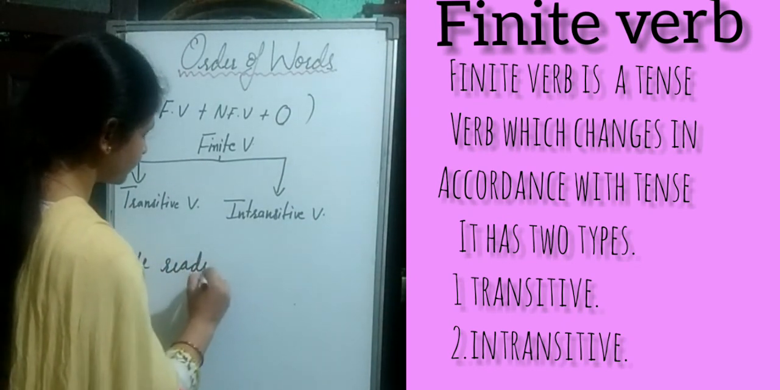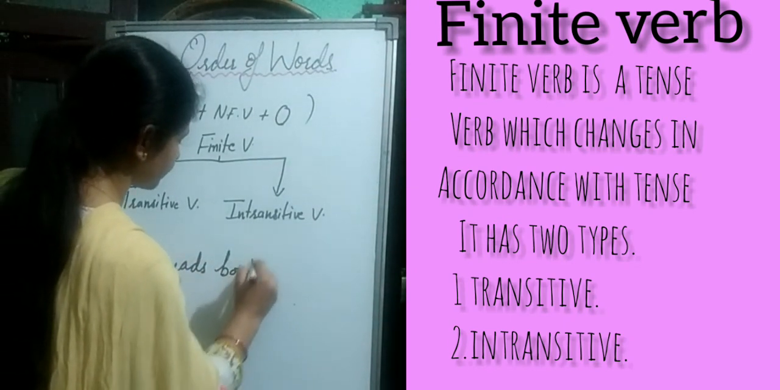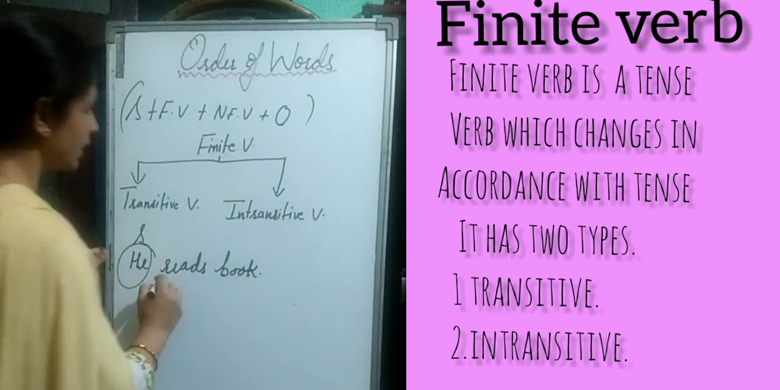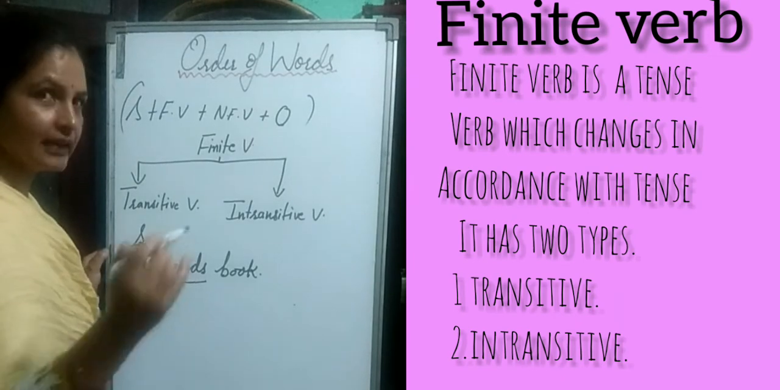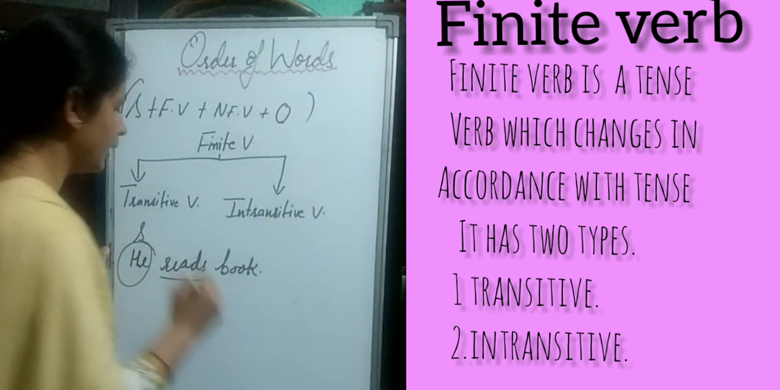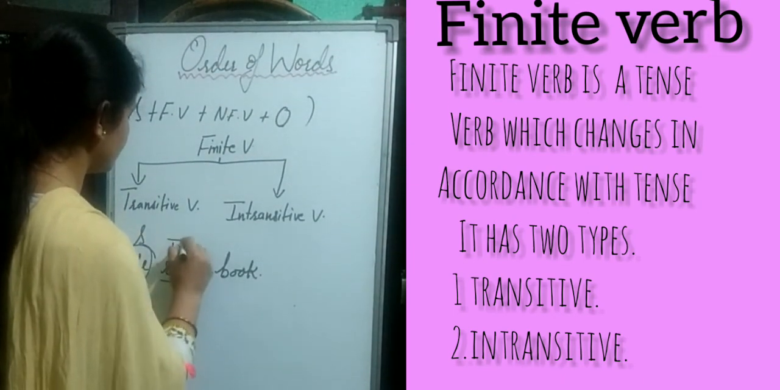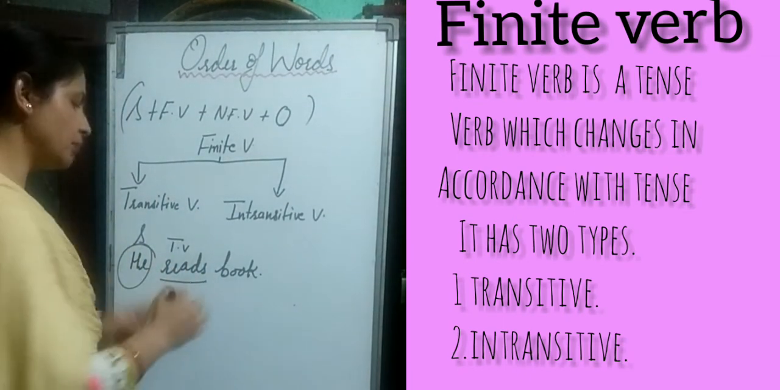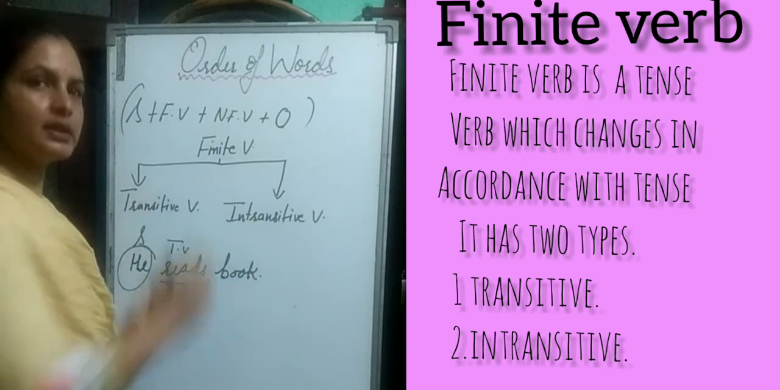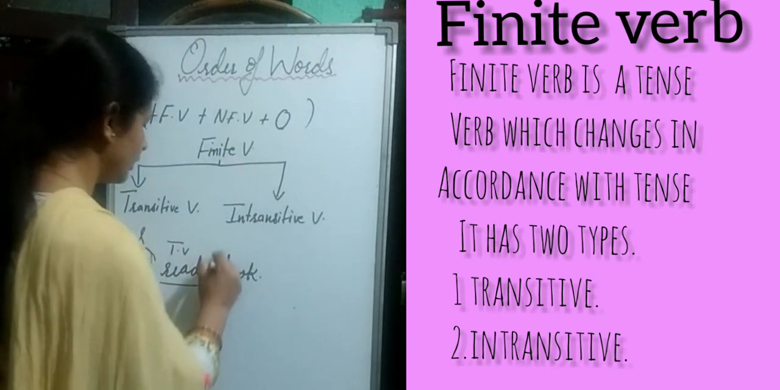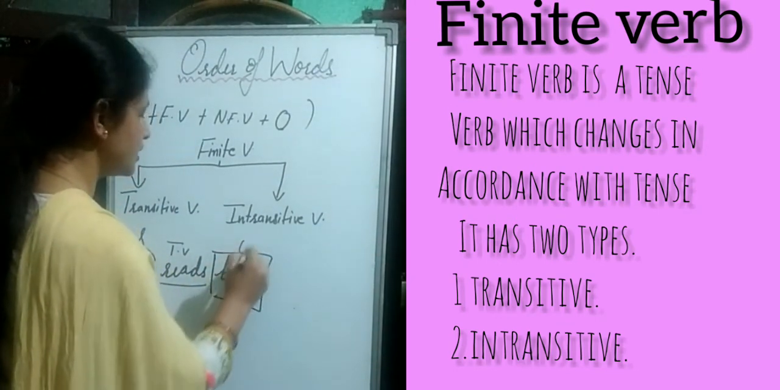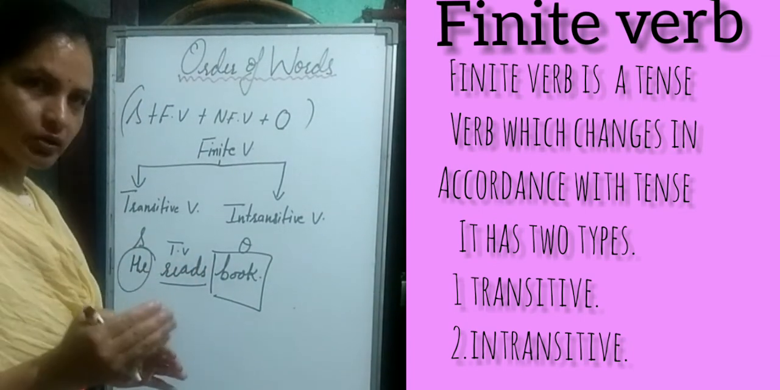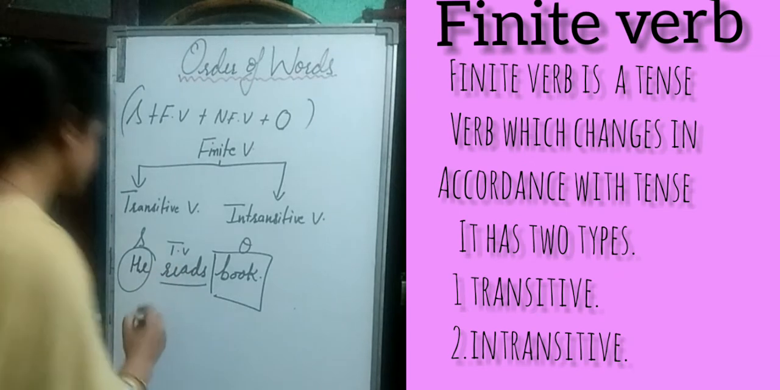He reads book. Okay. So this he, that is the subject here. This reads, that is the verb here. That we call a transitive verb. Why do we call it a transitive verb? Because after this verb there is an object. This book is the object.